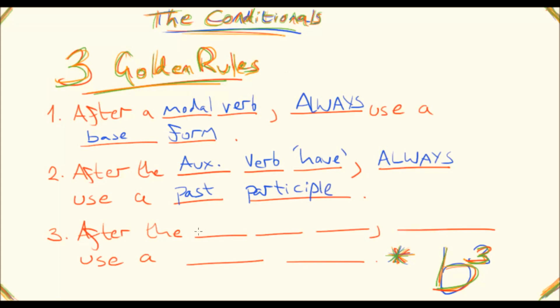Number 3, after the auxiliary verb be, we not always, but normally use a present participle.